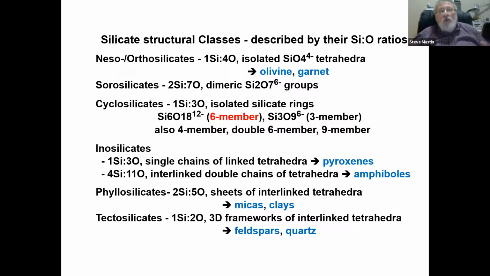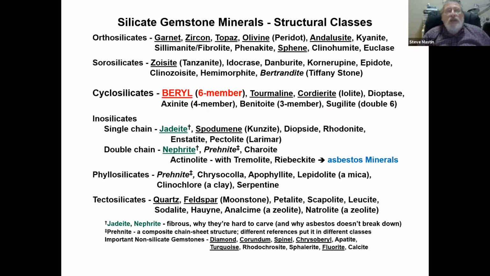And they're a ring structure. And they're all different sizes of rings that you can produce by linking silicate anions together. But the most common one is the six-membered ring. And I've highlighted that in red for a reason that'll be obvious in a few minutes.